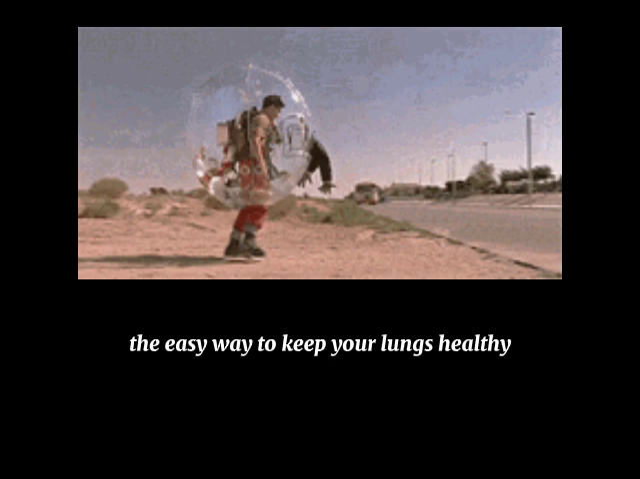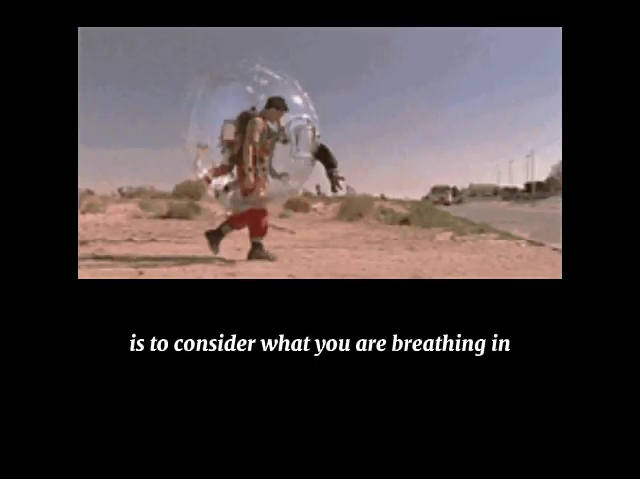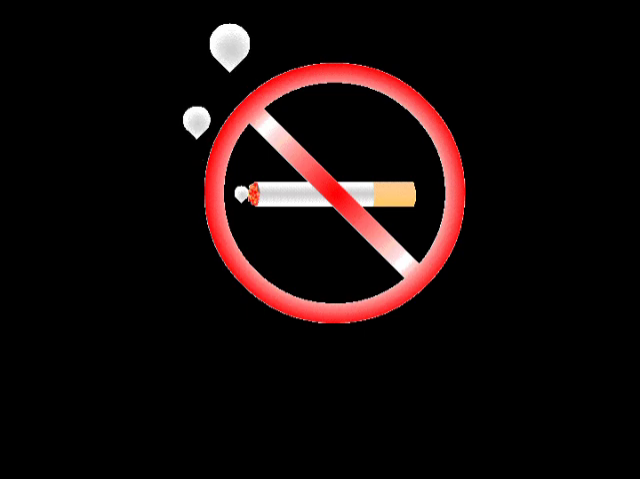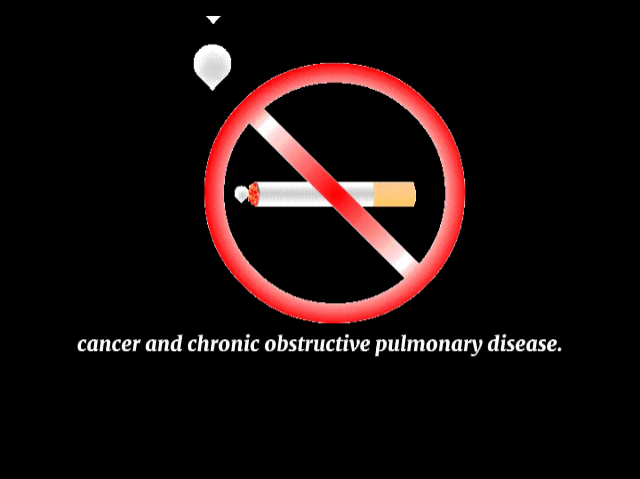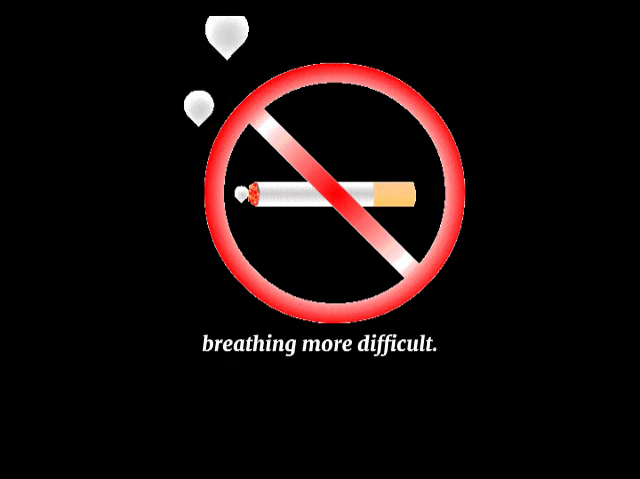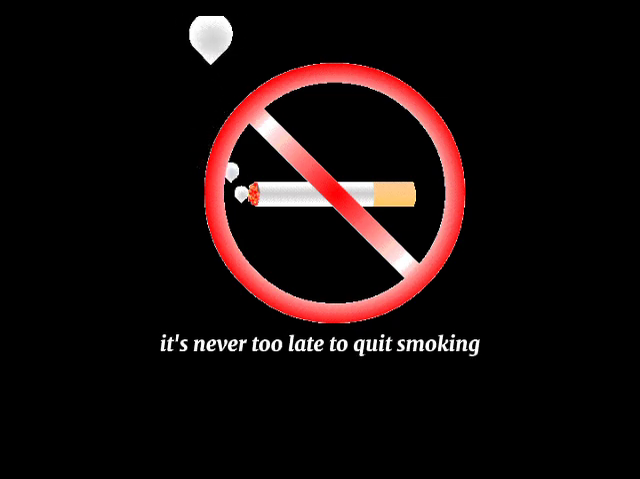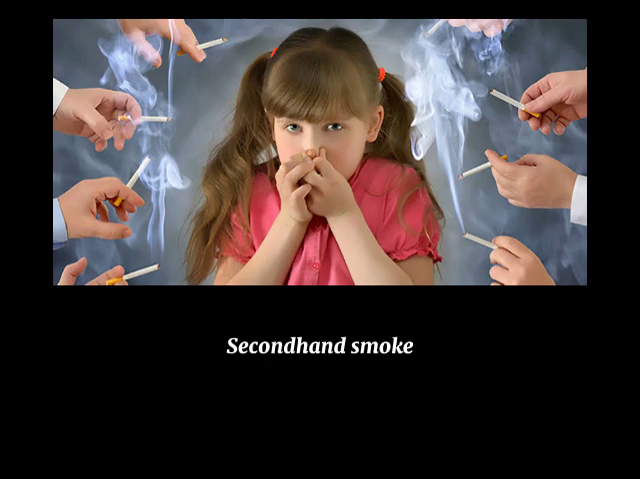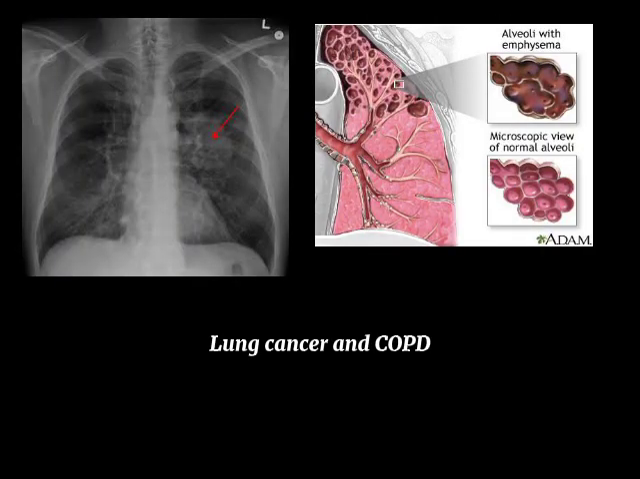The easy way to keep your lungs healthy is to consider what you are breathing in. Quit smoking. Smoking is the main cause of lung cancer and chronic obstructive pulmonary disease. Cigarette smoke narrows the air passages in the lungs and makes breathing more difficult. It's never too late to quit smoking. Secondhand smoke: lung cancer and COPD can be caused by inhaling the smoke from other smokers. Just because you are not smoking the cigarette does not mean it's not directly affecting your lungs and respiratory system.